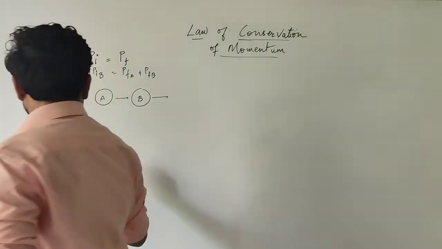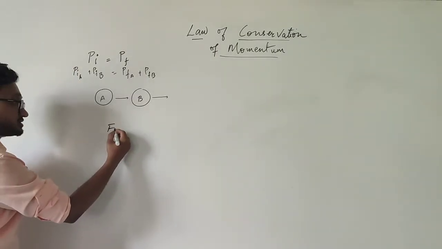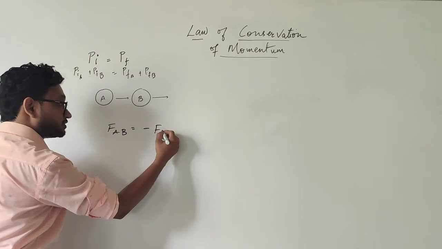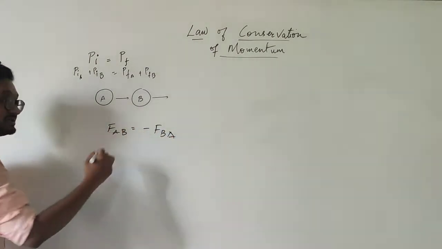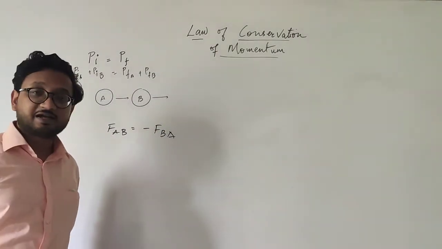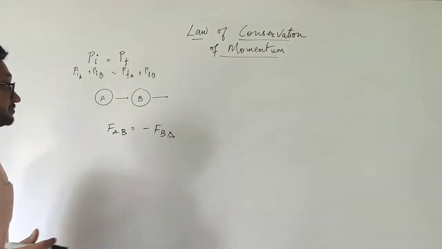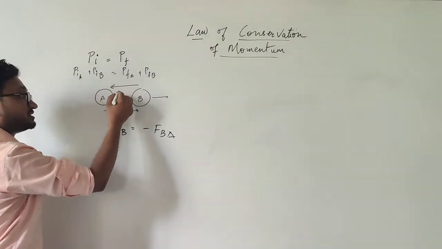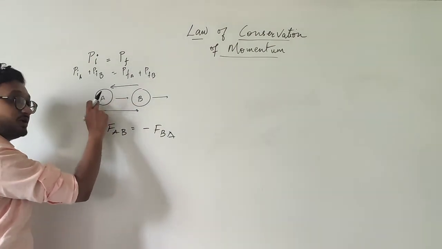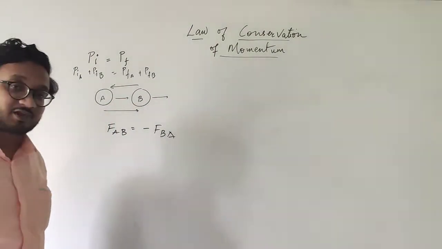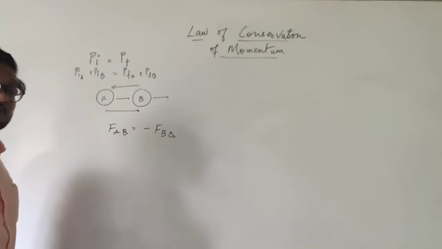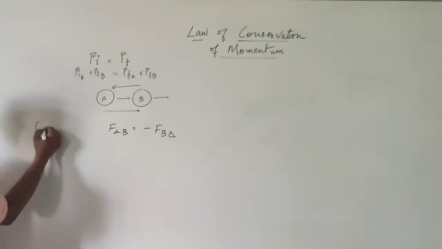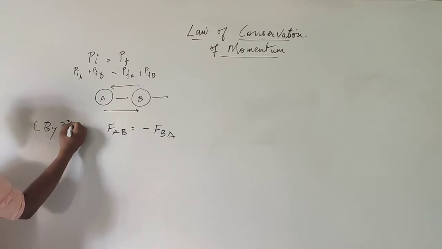By the third law of motion, we can write force AB is equal to minus force BA. Why the minus sign? Because the negative sign indicates it is in the opposite direction. Force AB is in this direction, but force BA is in this direction. That is why this velocity is decreasing. Okay? From the second law of motion, we are going to write this over here by the third law.